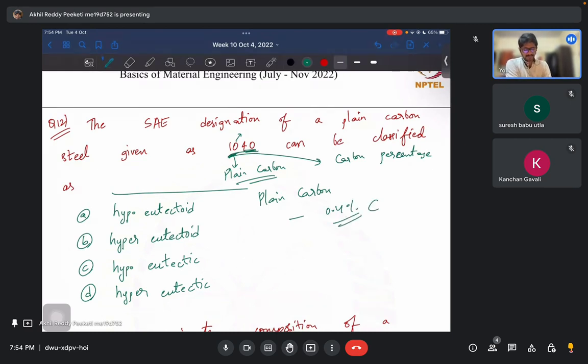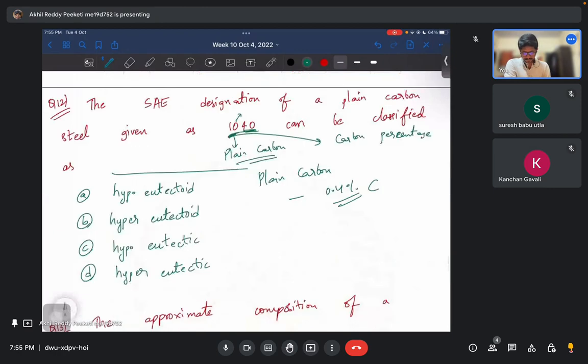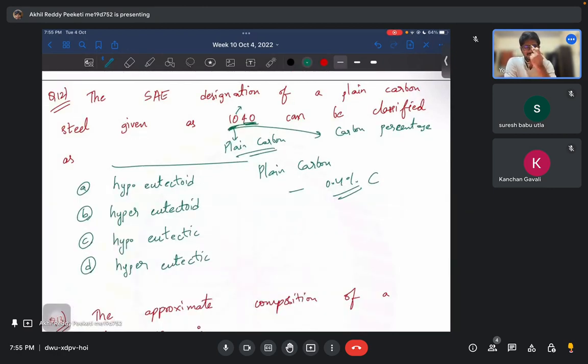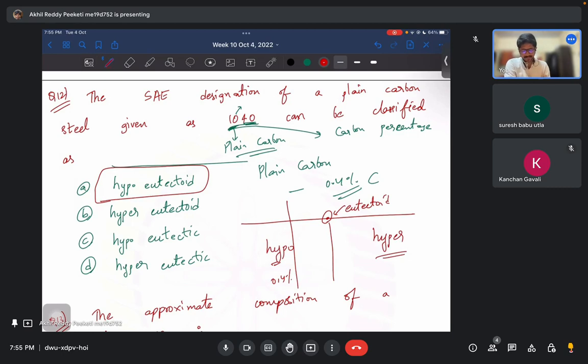So if it's plain carbon steel with 0.4%, which case would it be? Hypo or hyper eutectoid, or hypo or hyper eutectic? So where does 0.4 stay? This is 0.4, right? So you are to the left of the eutectoid point. Left of the eutectoid point is called hypo. So this is hypo and this is hyper. So this is 0.4%, so it's hypoeutectoid.